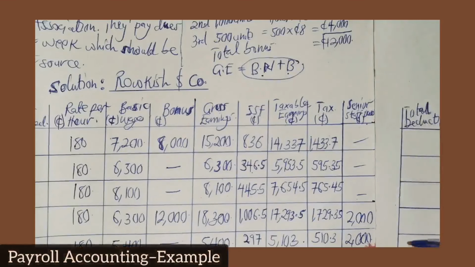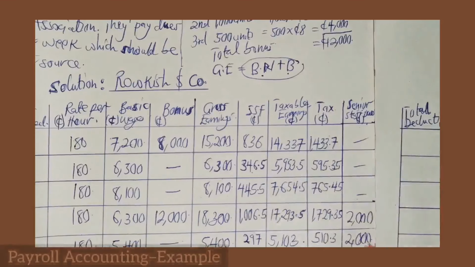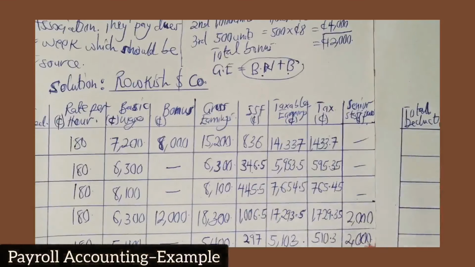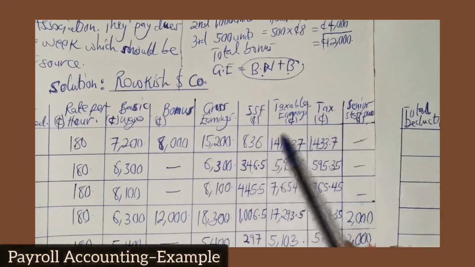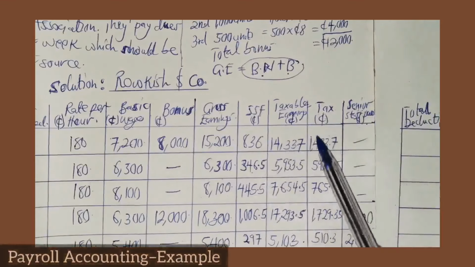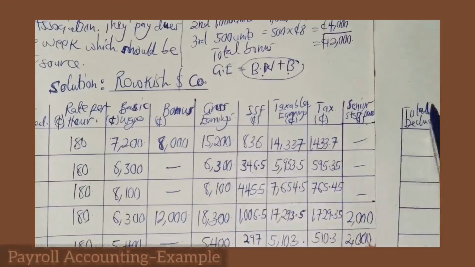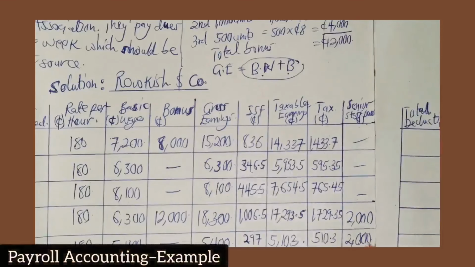After getting your total deduction, you subtract it from your gross earnings, then you get your net earnings. That's what we're going to do for the last column. So let's fill in as I'm filling mine. Here the total deduction is senior staff plus tax plus SSF. Then you get your total deductions for this column. So let's take note of that.